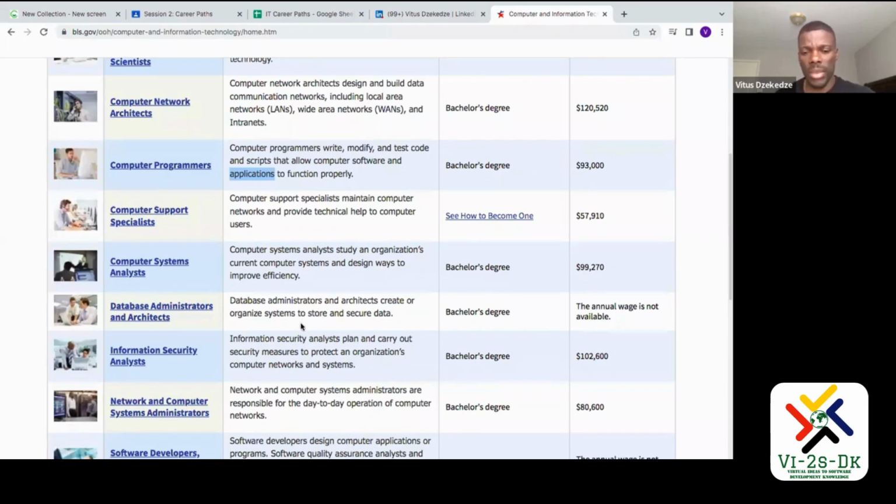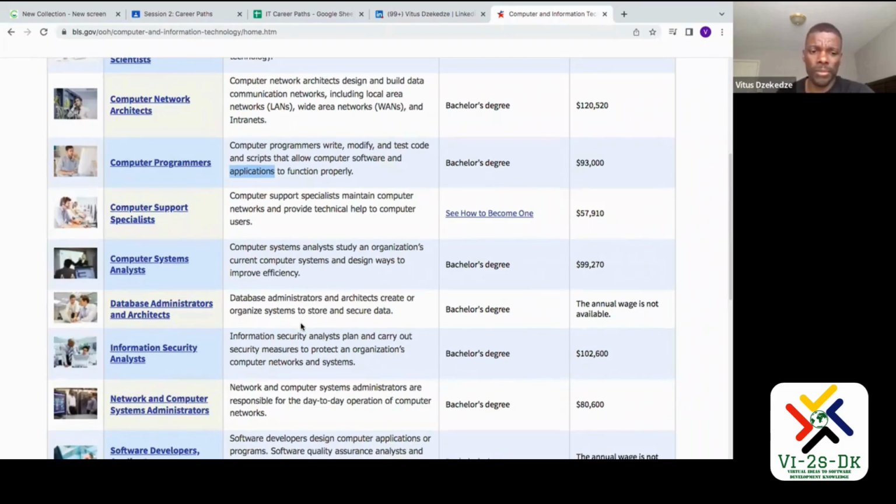Everything runs on data, we know that. So we want to be able to have gatekeepers, people that are going to organize that data, make sure that it's also available. So they have to do backups, they have to do all this other stuff.